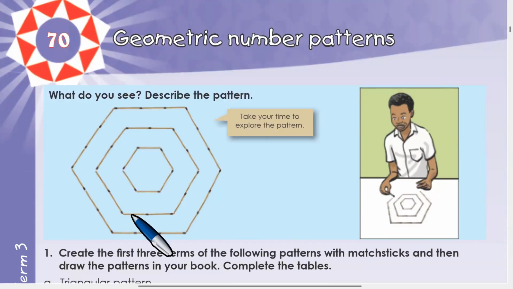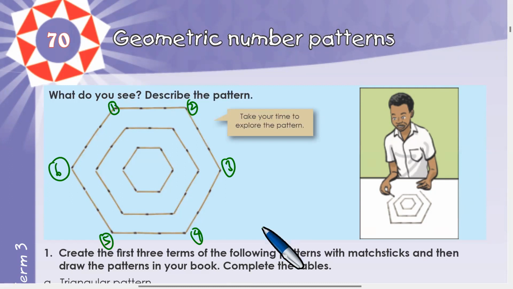What do we call a shape in mathematics that has 1, 2, 3, 4, 5, 6? What do you call a shape that has 6 vertices? What do you call this shape? A hexagon. Yes, it is called a hexagon, with 6 corners, 6 vertices. It's called a hexagon because hex means 6.